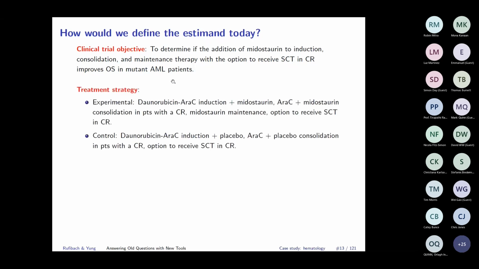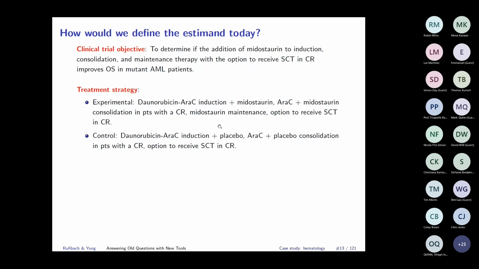The first attribute is a clear definition of the treatment strategy. And now I think this adds value here because that was not so clear before. So here you specify what you get in induction plus midostaurin, that's the experimental drug. And then what you get in consolidation in patients with a CR after induction. Then you get midostaurin maintenance, and after consolidation, you have the option to receive SCT. And the same in control, where you replace the experimental drug by placebo. So that's the definition of the treatment strategy. So here, SCT becomes an explicit part of the treatment strategy.